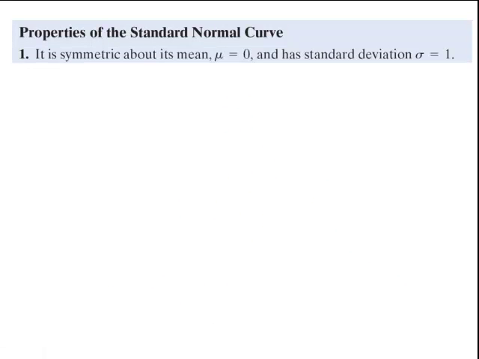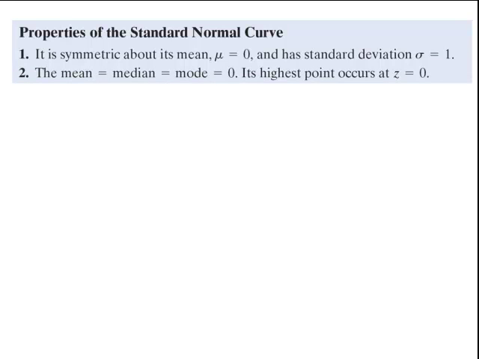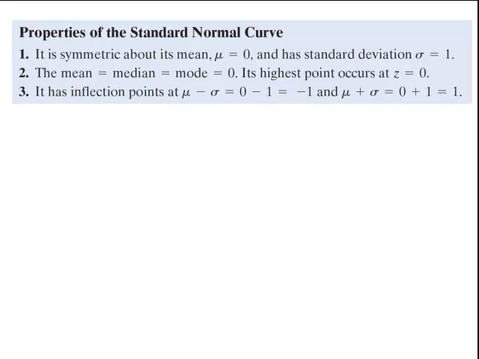Here are the properties of the standard normal curve. Number 1, it's symmetric about its mean, mu equals 0, and it has a standard deviation of 1. The mean, median, and mode all equal 0. The highest point occurs at z equals 0. It has inflection points at mu minus sigma, -1, and mu plus sigma, +1.